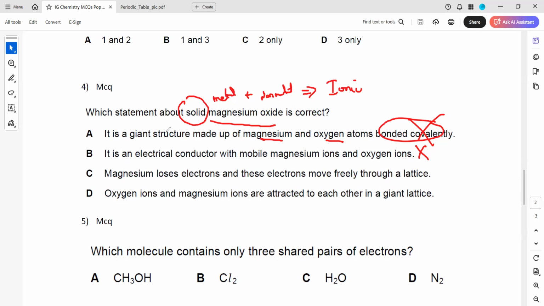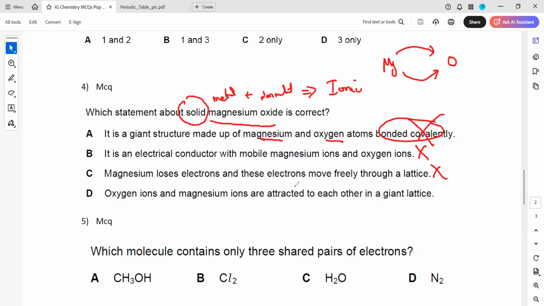The magnesium loses electrons and these electrons move freely. No, because in an ionic compound, what happens? The metal loses electrons and the non-metal gains electrons. So the magnesium will lose electrons and the oxygen should gain those electrons. But it's written that the electrons will move freely through the lattice. That is wrong. This only happens in a metal, not in ionic compounds.